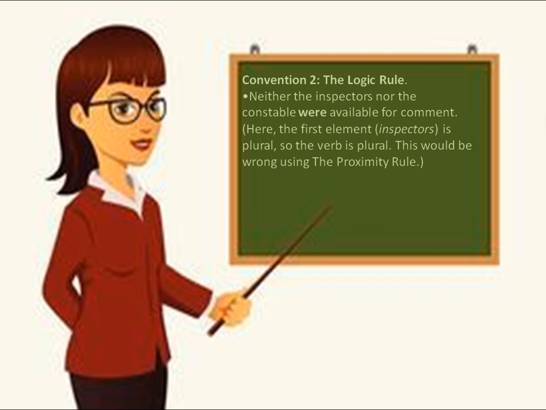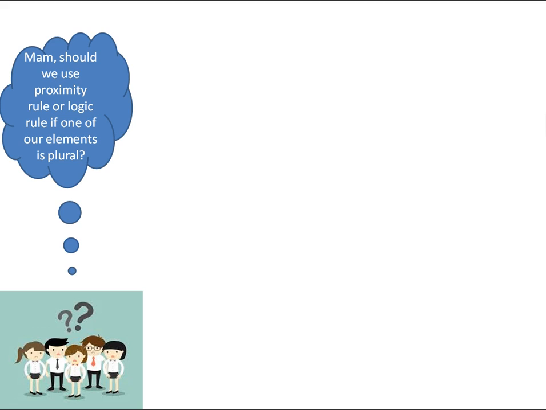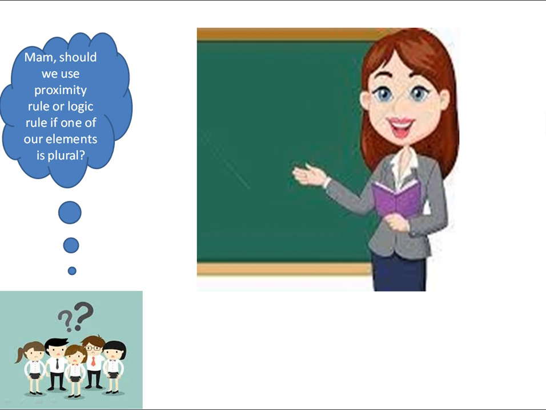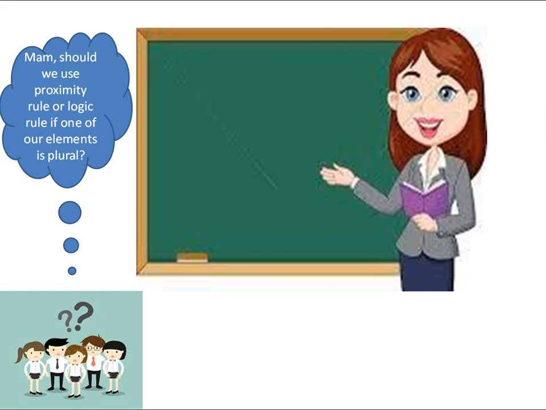Right? Now, as a student, your question is always right: ma'am, should we use the proximity rule or the logic rule if one of our elements is plural? So, as a quick answer, I would say both are common, and pick one and be consistent with that. But there is a far better answer I would like to give you here. Satisfy both the rules at once. And what is that? If one of your elements is plural, deliberately put it nearest to the verb. Let's see how.